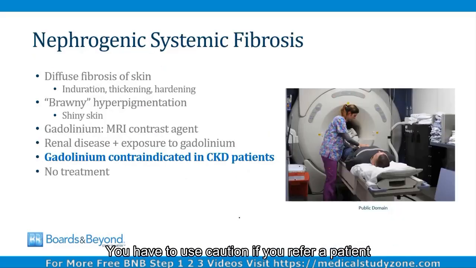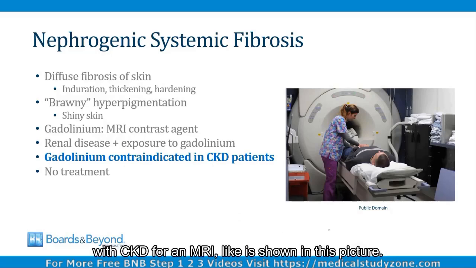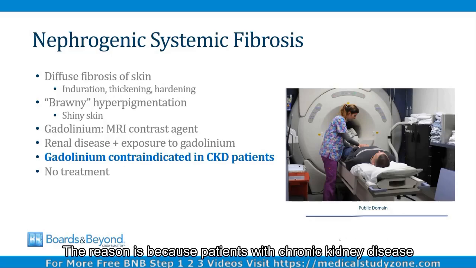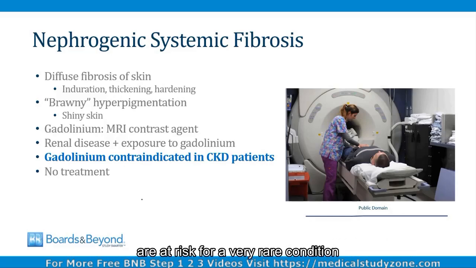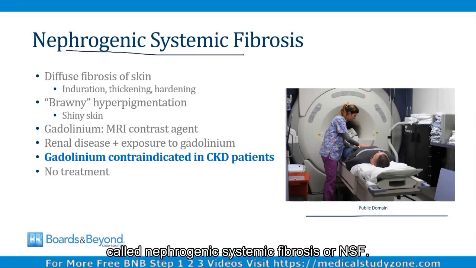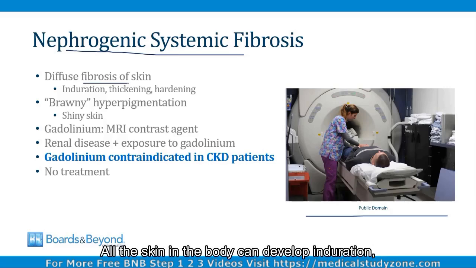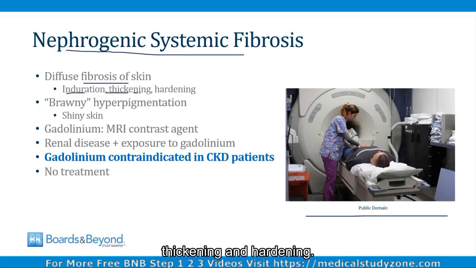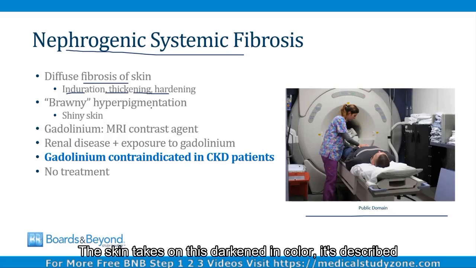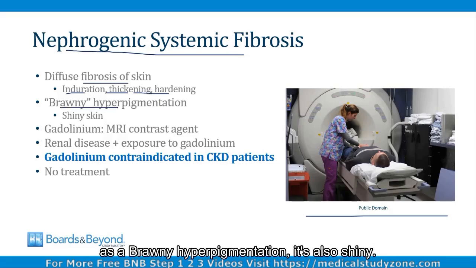You have to use caution if you refer a patient with CKD for an MRI like is shown in this picture. The reason is because patients with chronic kidney disease are at risk for a very rare condition called nephrogenic systemic fibrosis, or NSF. In this condition, patients develop diffuse fibrosis of the skin, so it's a terrible condition. All the skin in the body can develop induration, thickening, and hardening. The skin takes on this darkened color. It's described as a brawny hyperpigmentation.